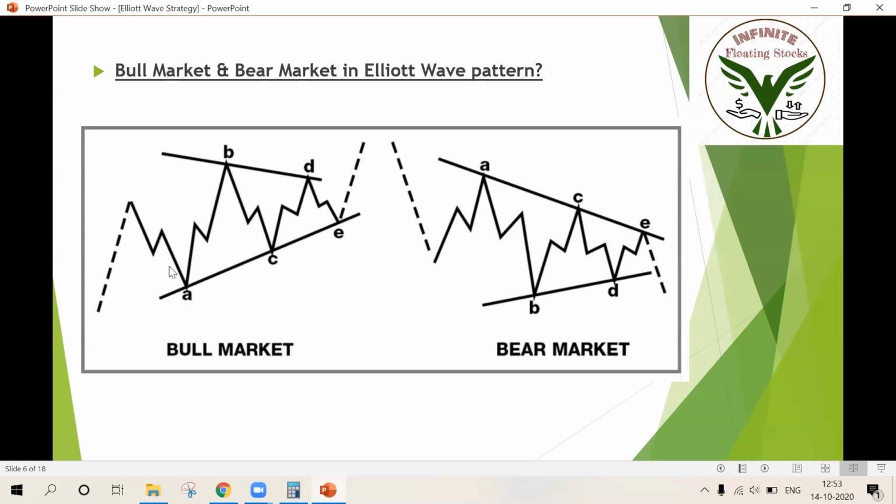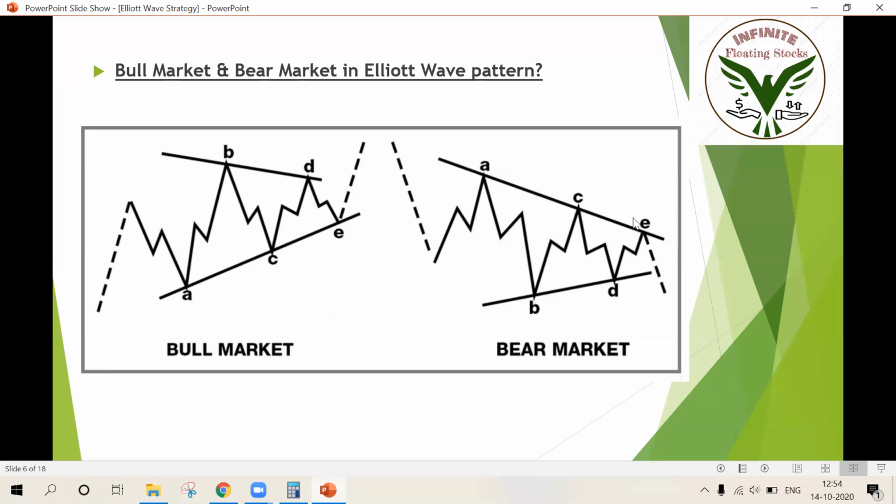All right, now look at this diagram. This is the first rejection, this is the second rejection, and this is the third rejection. I'm only talking about this trend line. A is the first rejection, C is the second rejection, E is the third rejection. So you need to be buying at the third rejection. Remember this thing. I'm talking about this trend line. You need to be buying at the third rejection.